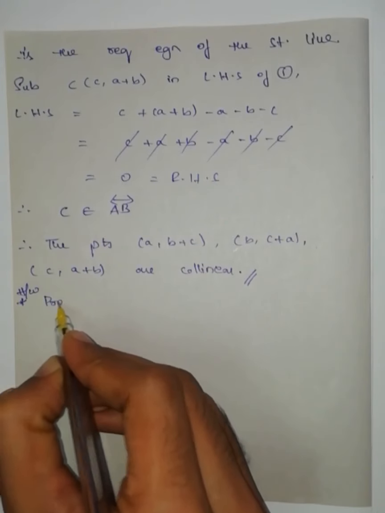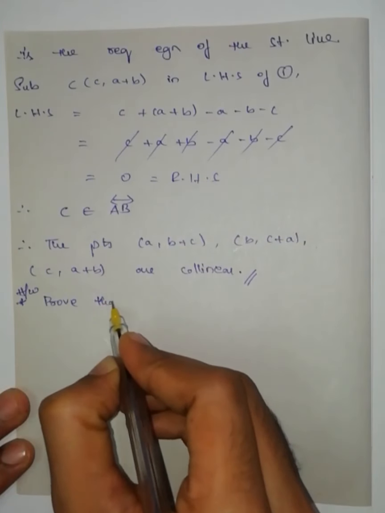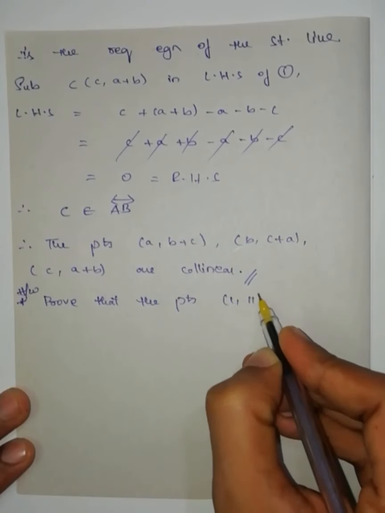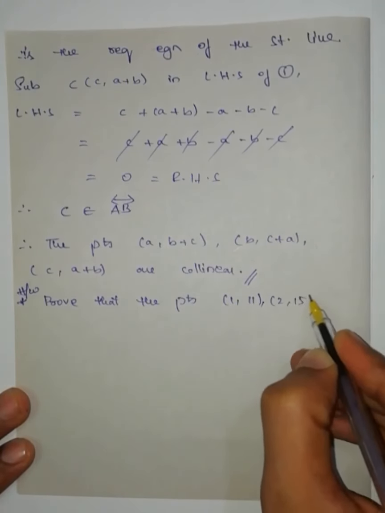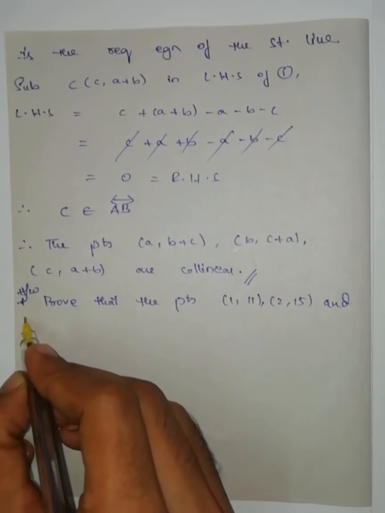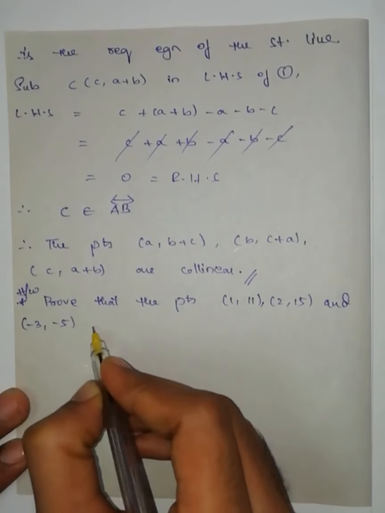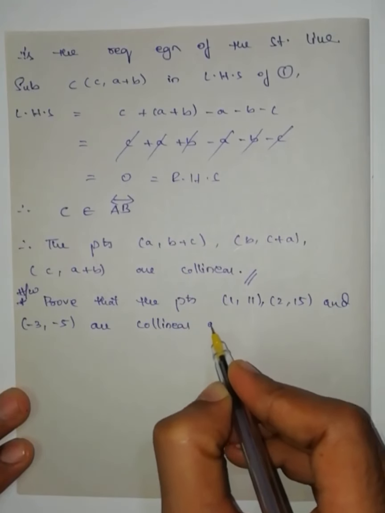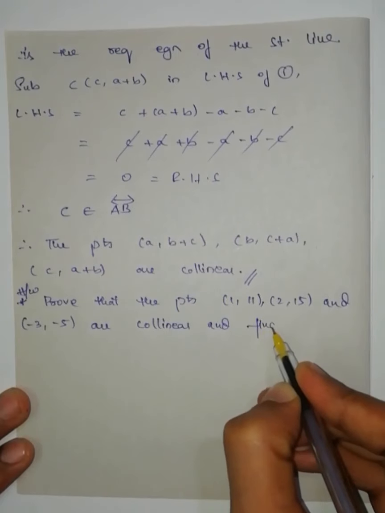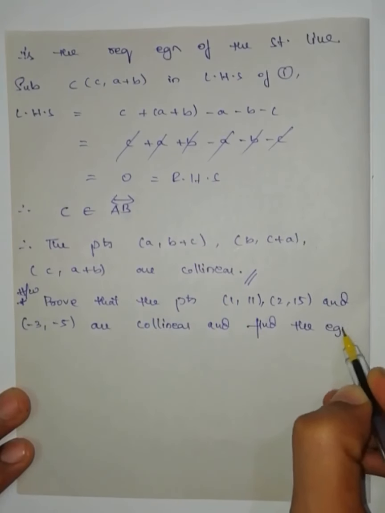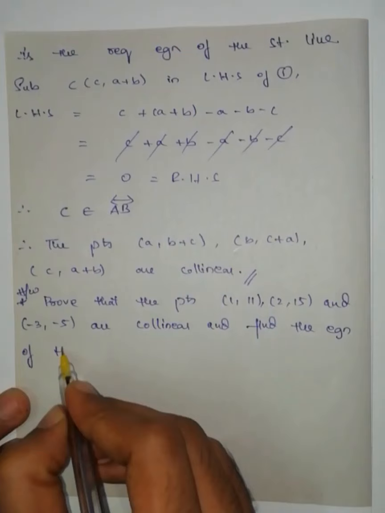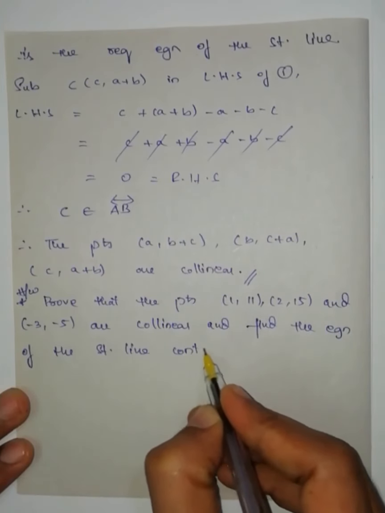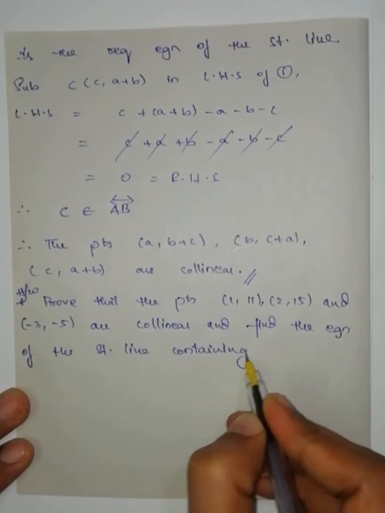Prove that the points 1 comma 11, 2 comma 15 and minus 3 comma minus 5 are collinear, and find the equation of the straight line containing them.